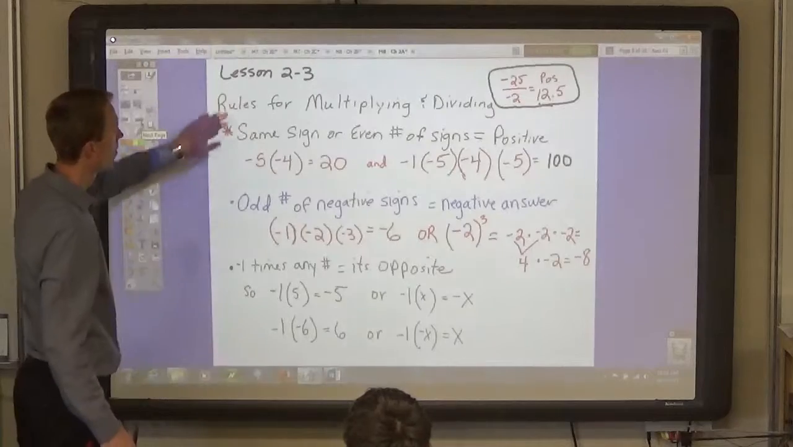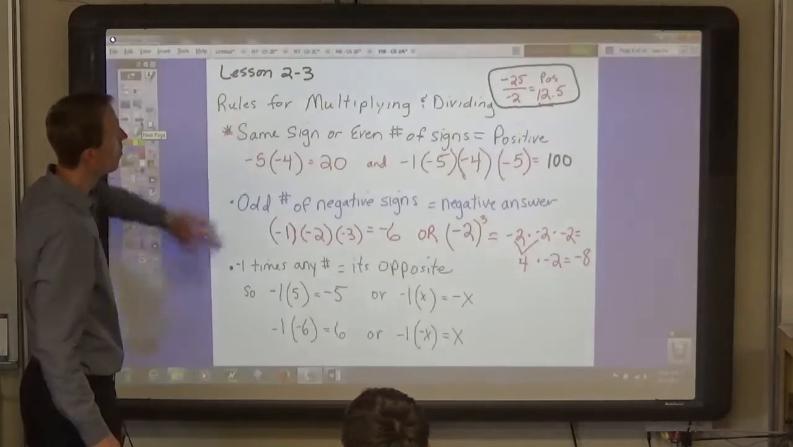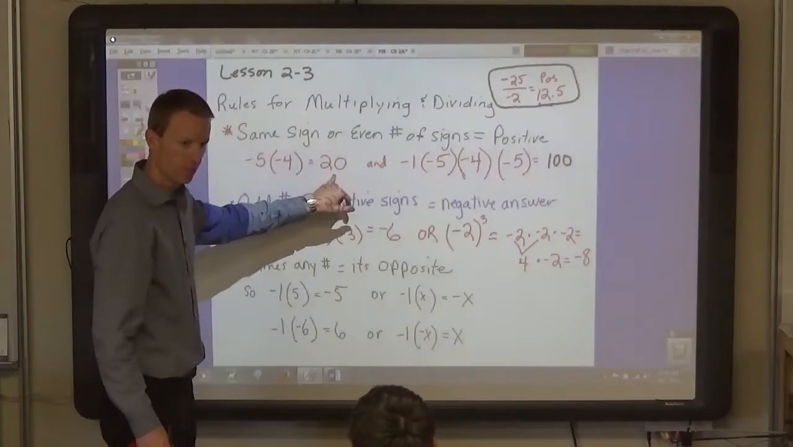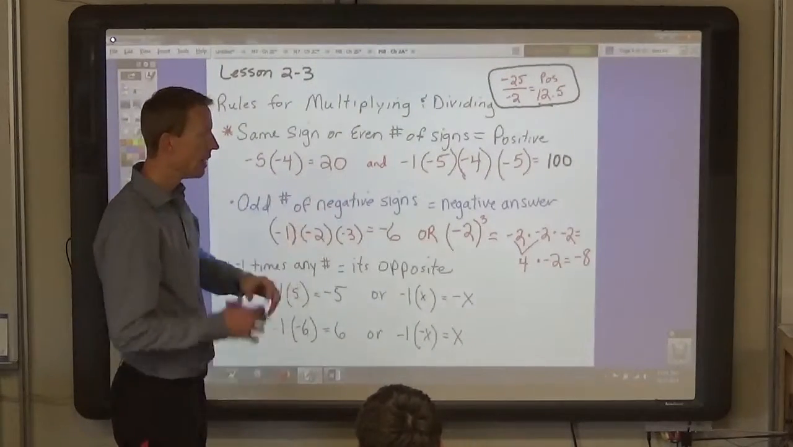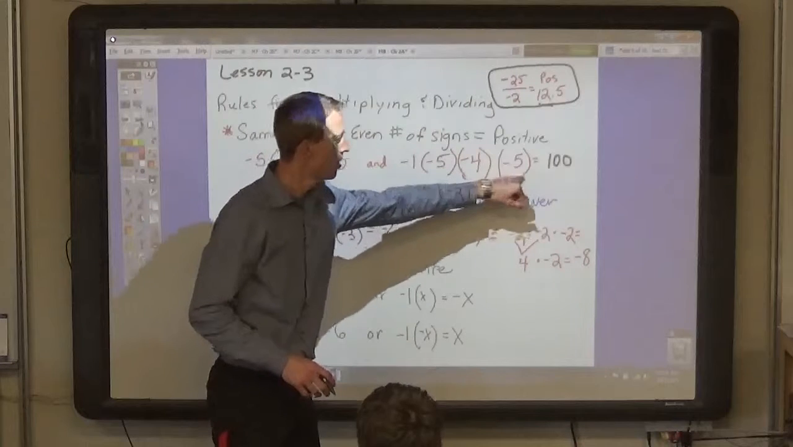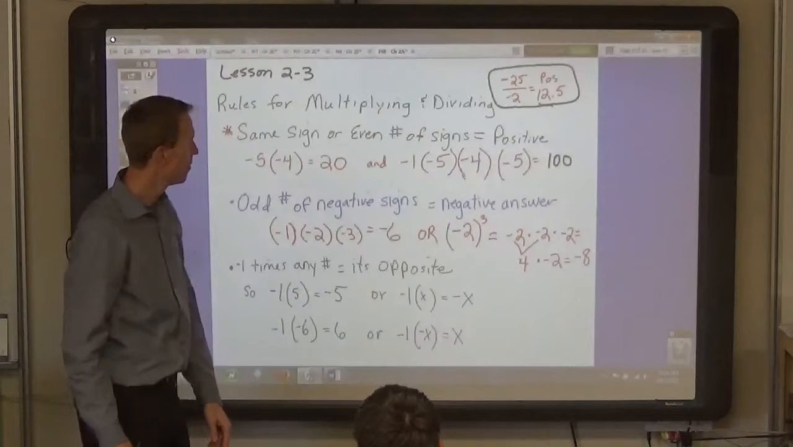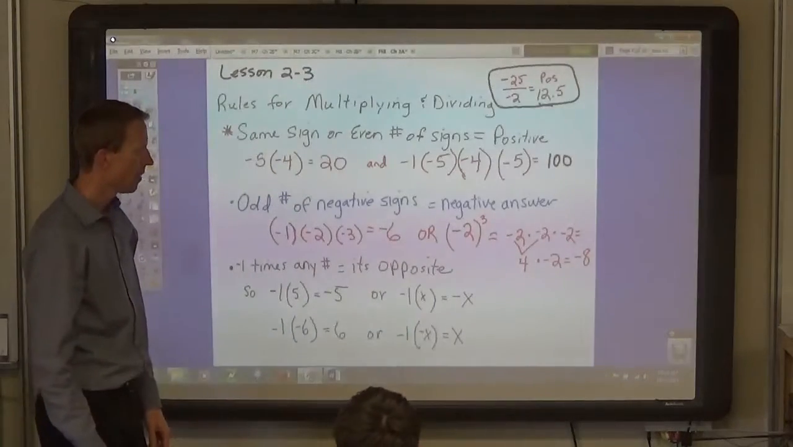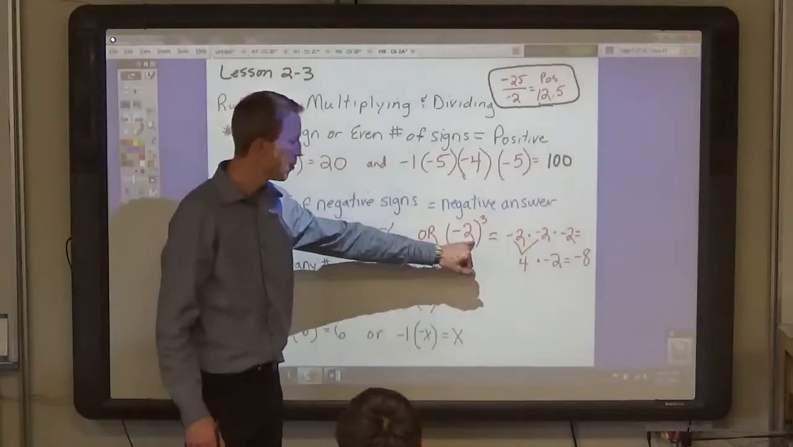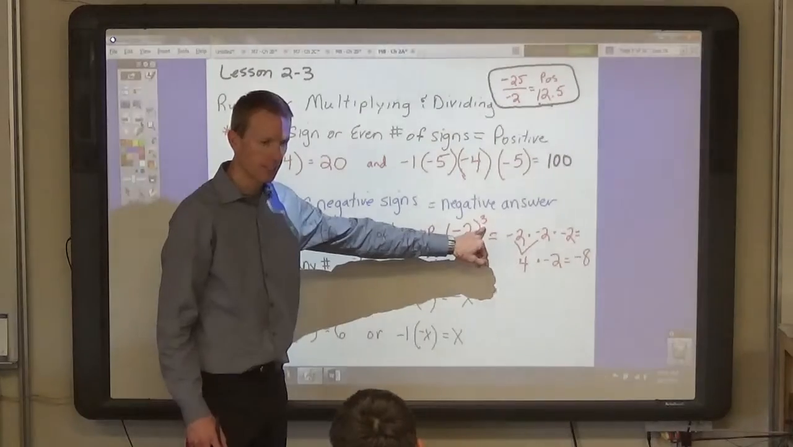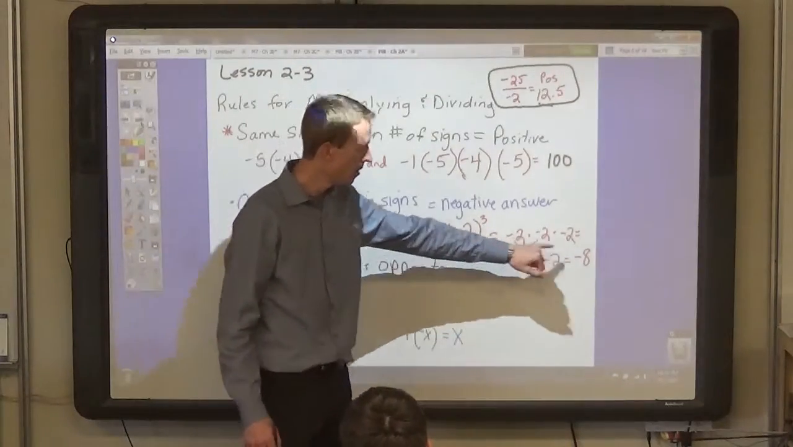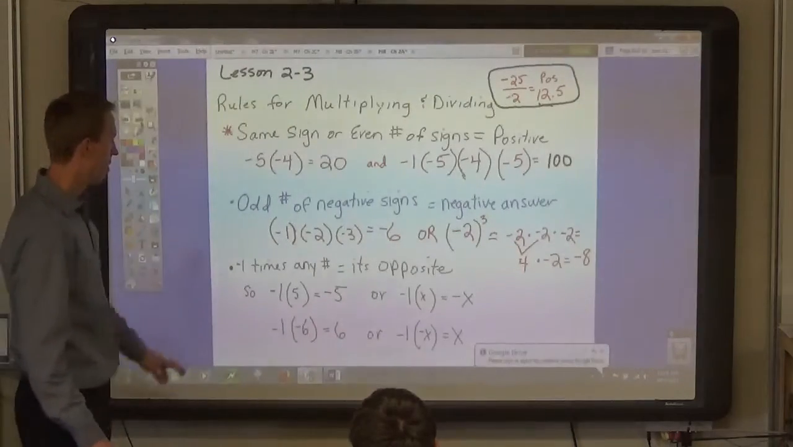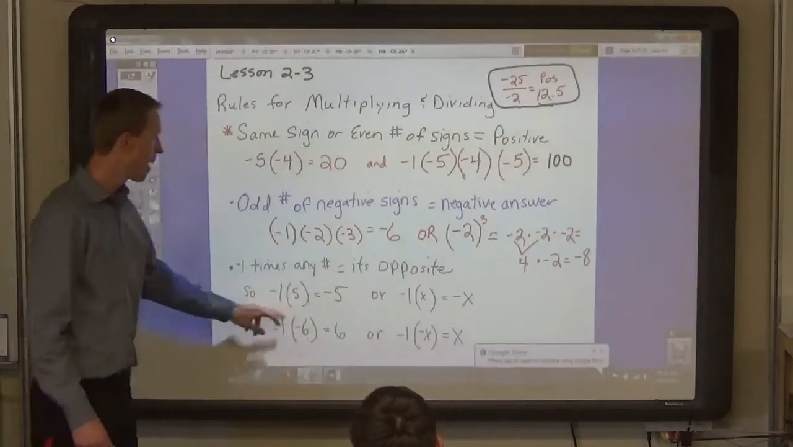And in 2-3, we did multiplying and dividing. The same sign makes it positive. 2 negatives, or an even number of negative numbers, make it positive. An odd number of negative signs make it negative. So -2 to the third power in parentheses makes it negative, doesn't it? -1 times a number makes its opposite.